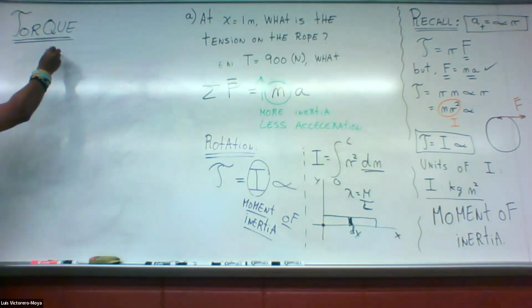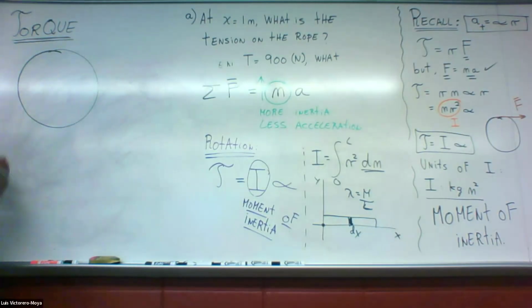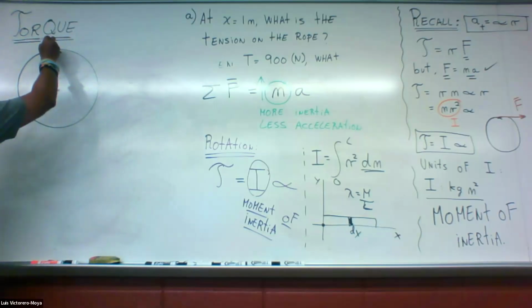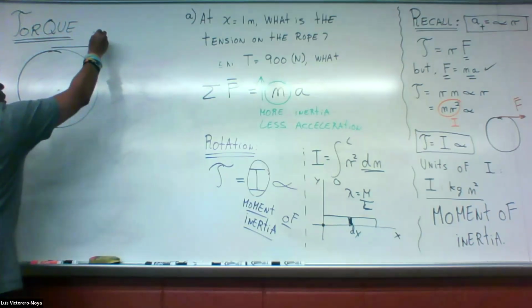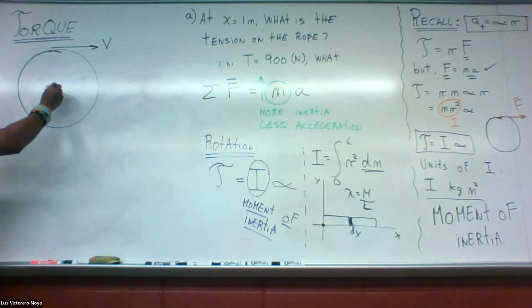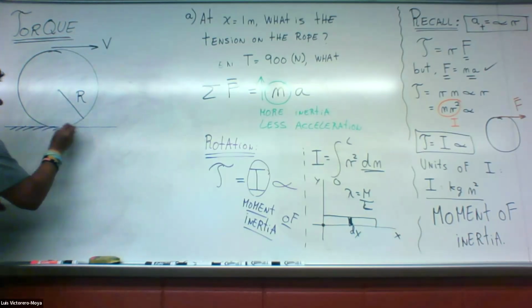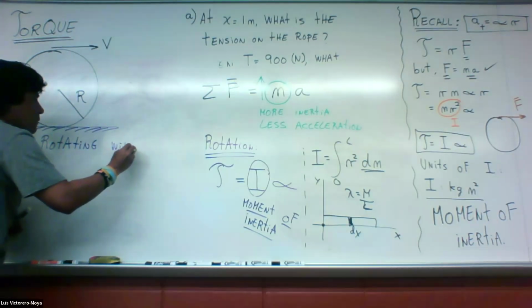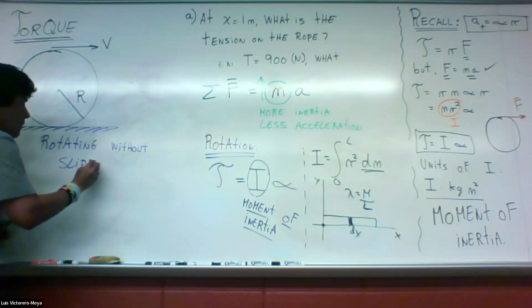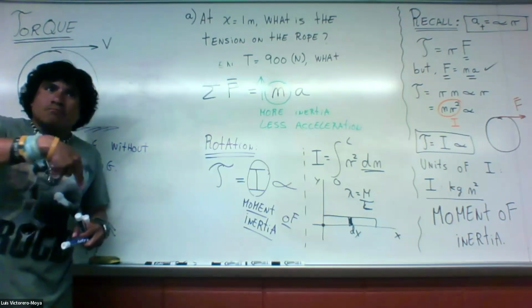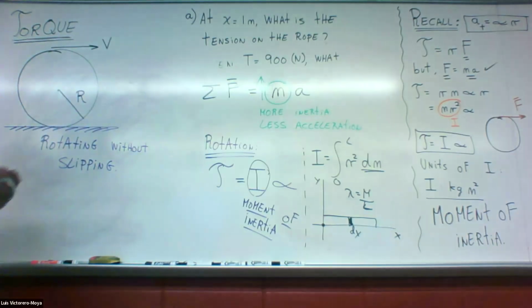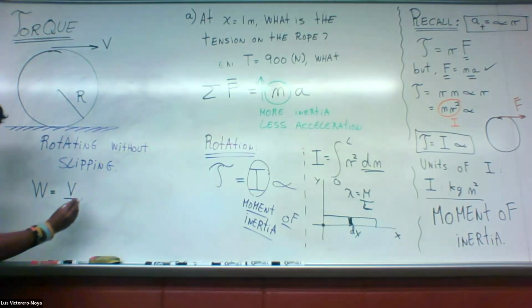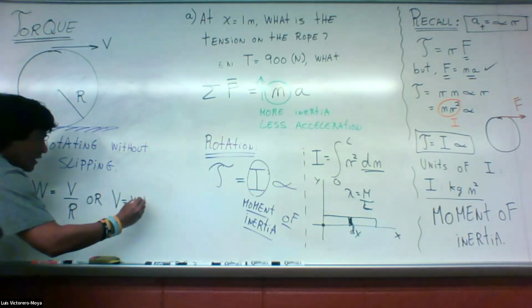So if you have a sphere, center moving to the right with some velocity v, radius r, on a surface where the sphere is rotating without slipping. That means it's doing pure rotation. That's what it means, okay? So you know that there is an angular velocity W equal to the linear velocity over R, or v equals W R. Now you know this from chapter 7.